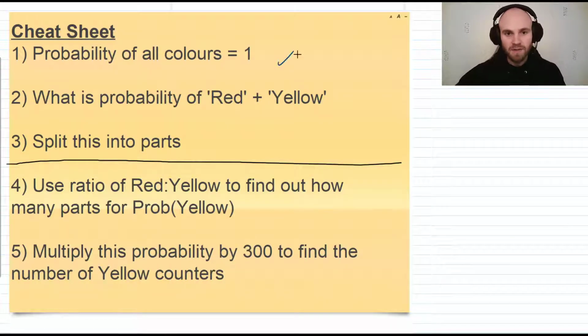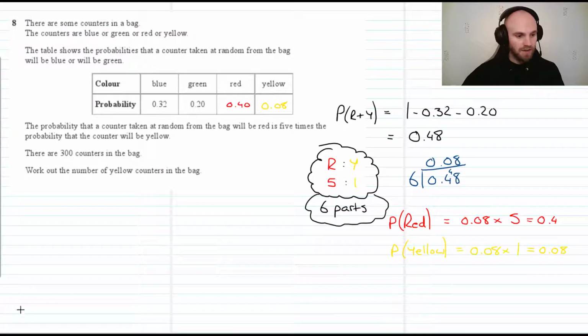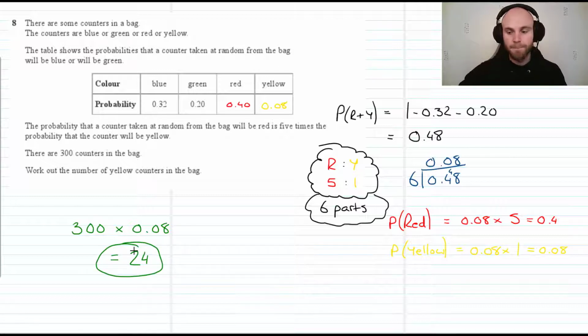And now if we go to the cheat sheet, we've done the first 3, and actually we've done part 4. Also, we use the parts for red and yellow, and the ratio. Now for part 5, we need to multiply this probability for yellow by 300 to find the number of yellow counters. So you will definitely need your calculator for this. So it's going to be 300 multiplied by 0.08. And that is going to give us a total of 24 yellow counters.